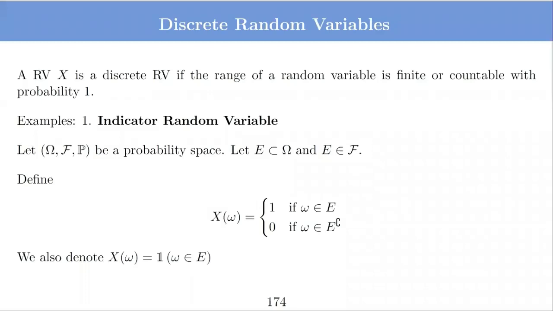First, see the first type of random variable, which is the discrete random variable. A random variable X is a discrete random variable if the range of this random variable is finite or countable with probability 1. We have discussed what is the range of a random variable in the last class. You just collect all the values the random variable can take. And if this range is finite or countable, then the random variable will be a discrete random variable. In this calculation, we can ignore those values which the random variable takes with 0 probability.